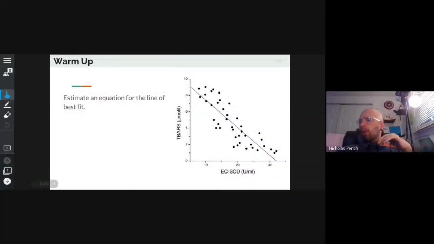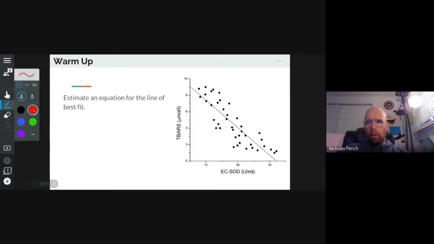Estimate an equation for the line of best fit. We're starting out with this guy. Estimate an equation for the line of best fit. Well, first off, I have to draw a line. Oh, it's already there. Never mind.